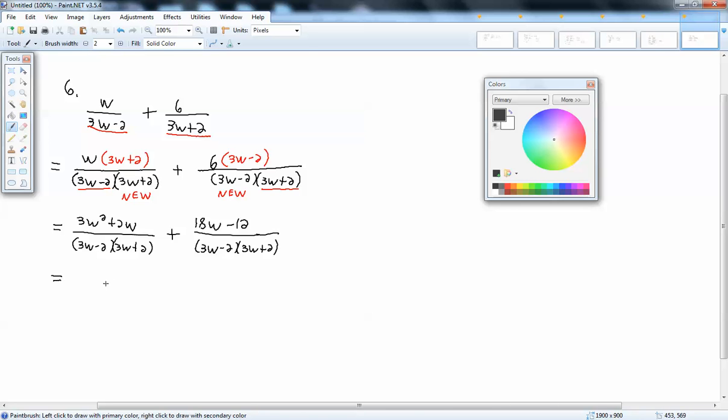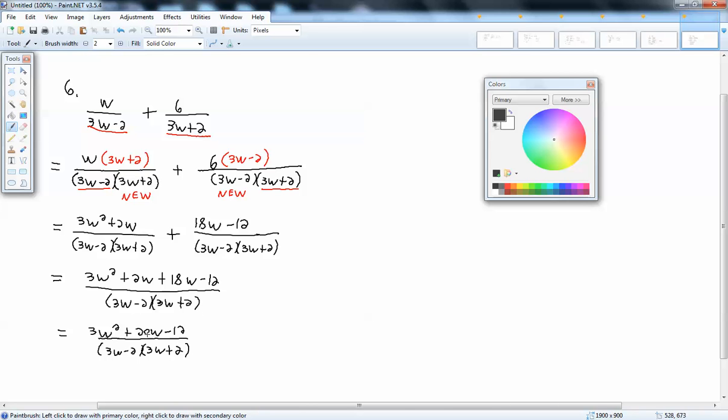Okay, we got a common denominator now, so I want to merge these together into a single fraction. So I'm going to have 3w squared plus 2w plus 18w minus 12 all over 3w minus 2 and 3w plus 2. So we're going to have 3w squared, 2w plus 18w is 20w, minus 12 over 3w minus 2, 3w plus 2.